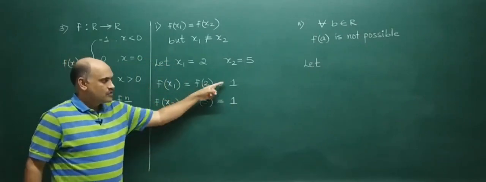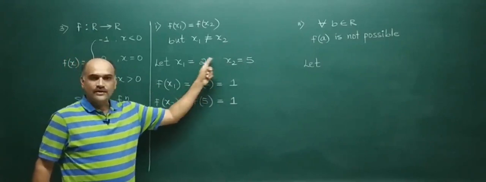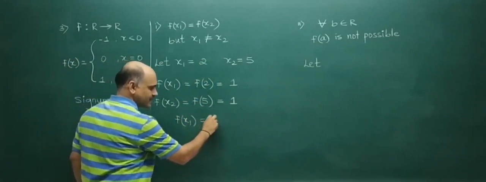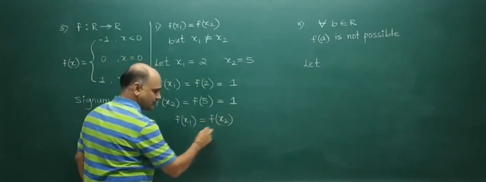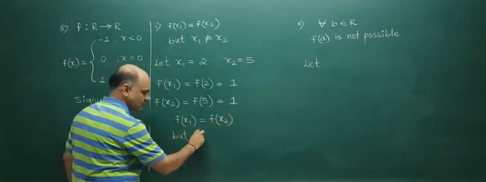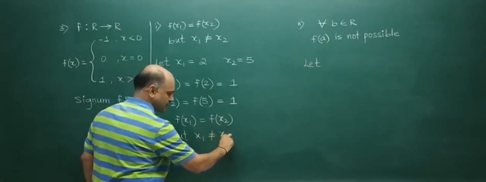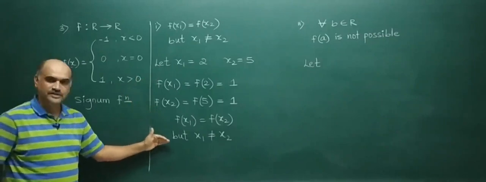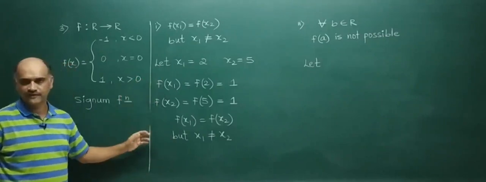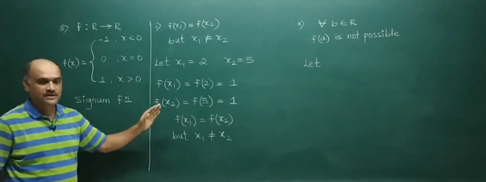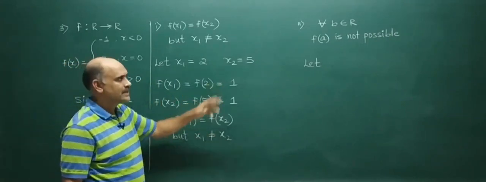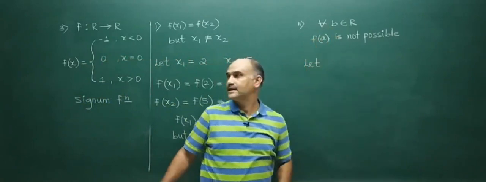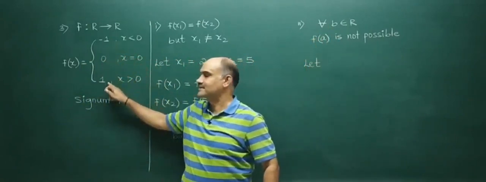Now if you observe, both function values are equal, but these two numbers are not equal. So f of x1 is equal to f of x2, but x1 is not equal to x2. Therefore, the function is not 1, 1. Clear, students?